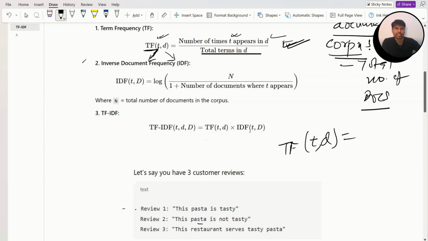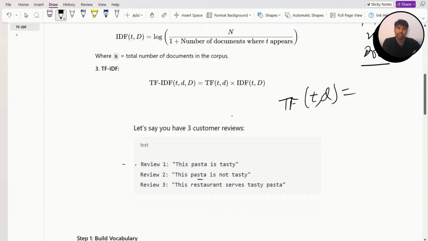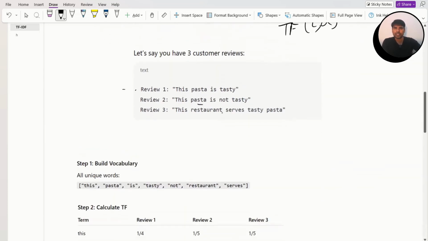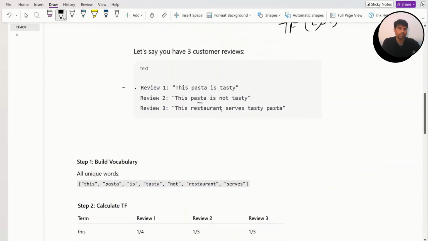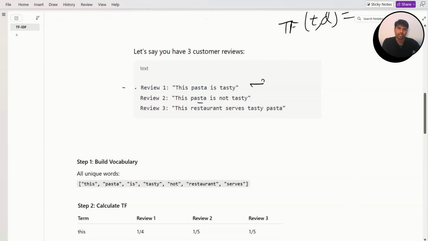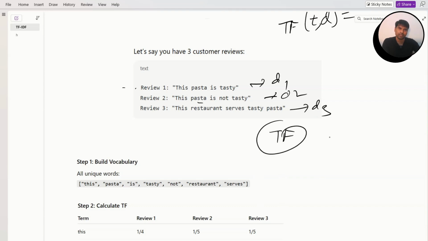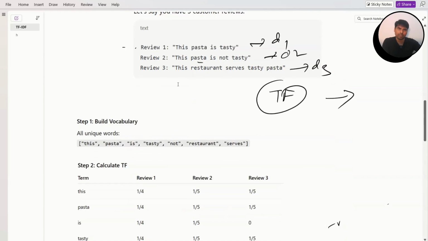Next, let me calculate TF first, then I will go to IDF. So for example, let's again suppose these are my documents. Let's assume this is my D1 document, this is my D2 document, and this is my D3 document. Let us prepare a table for TF first, then I will go into IDF later. So for these documents, what are the steps?